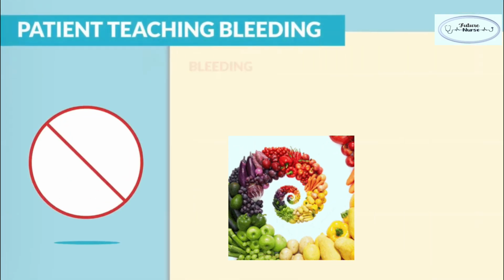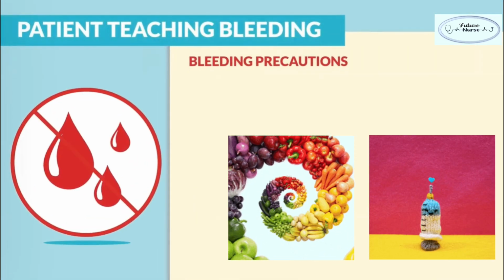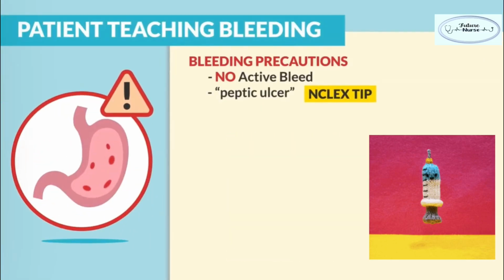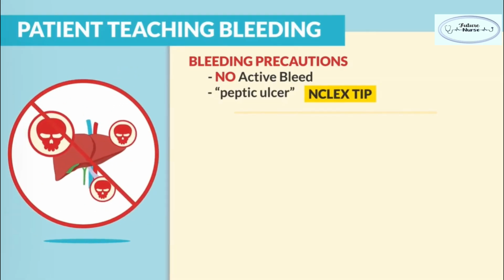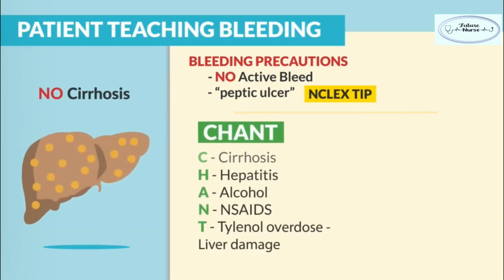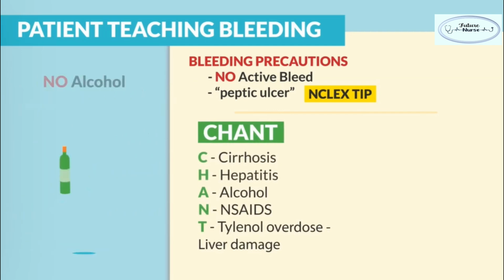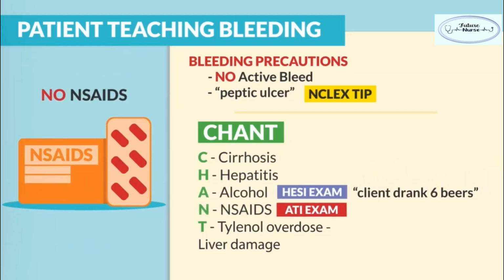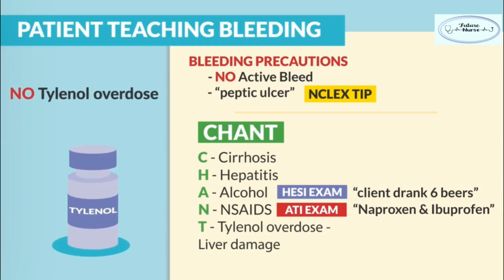For patient teaching, the big contraindication here, and to be honest, for any blood thinner, is key term active bleed, like a peptic ulcer or peptic ulcer disease. And we always avoid any patients with liver problems since the liver makes coagulation factors. So we use the acronym CHANT. C for cirrhosis, H for hepatitis, A for alcohol. Key term on the Hesi was a client just drank 6 beers. N for NSAIDs, and the ATI loves to name naproxen and ibuprofen. And T for Tylenol overdose, leading to liver damage.